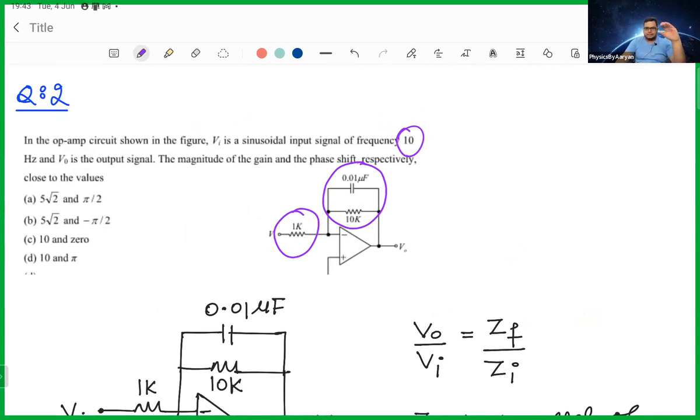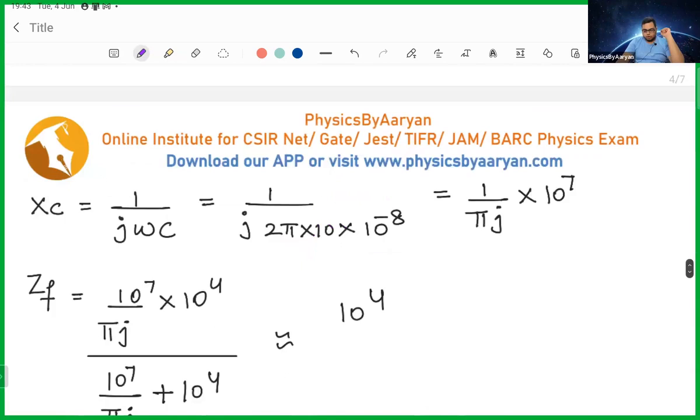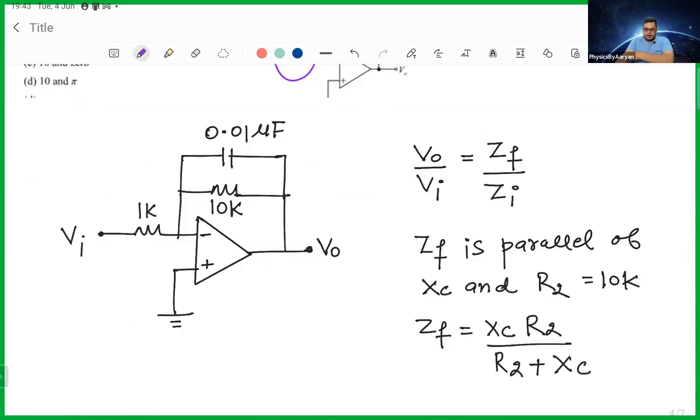Do you think it is a new question or is it the same question? What do you say? Gain wise, it's the same question. What is the difference in this question? They are not only asking the gain, but they are also asking the phase shift. So how do you do the phase shift also? So let's do that. I will quickly go through this question. Again, I will use the same thing. I will find the gain by doing V output by V input, which is ZF by ZI.